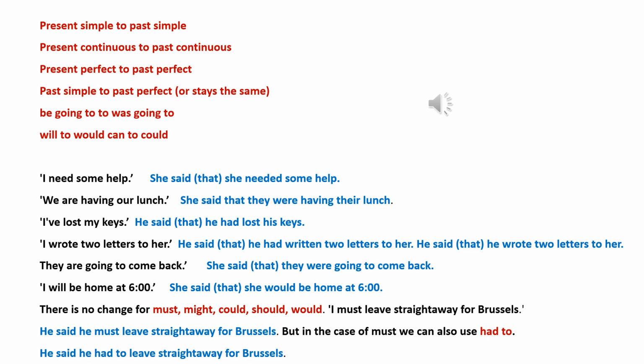There is no change for must, might, could, should, would. "I must leave straight away for Brussels." He said he must leave straight away for Brussels. But in the case of must we can also use had to. He said he had to leave straight away for Brussels.